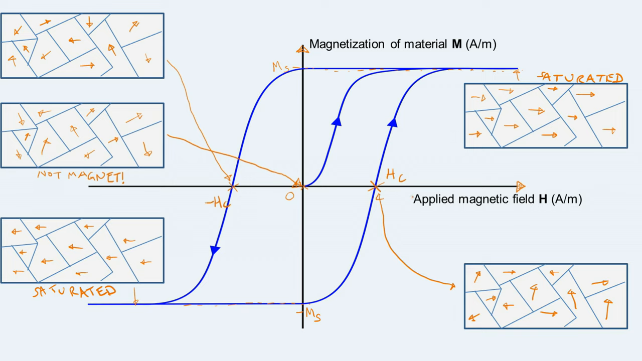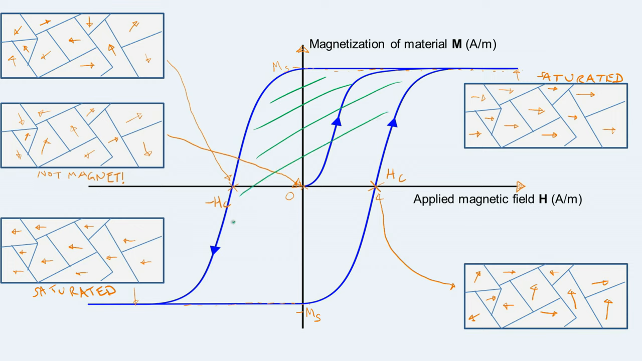And what that means is it tells you how much of the applied magnetic field it will take to make the overall magnetism back to zero. So when you've applied a field, how much of a field do you then have to apply to unmagnetize the material effectively?